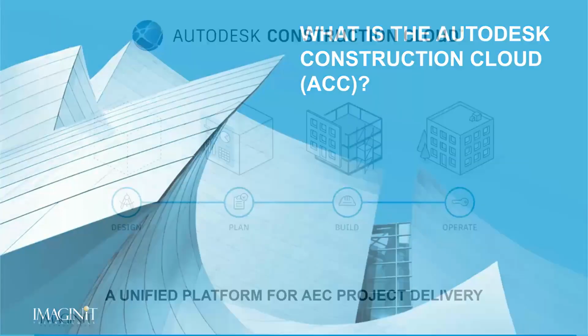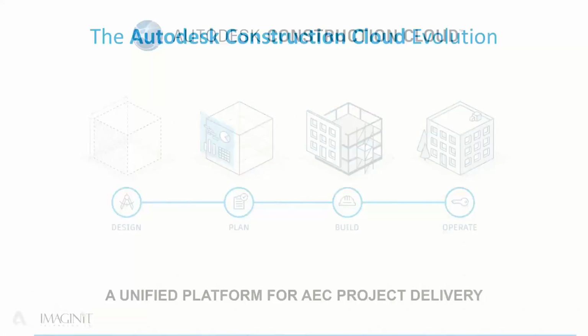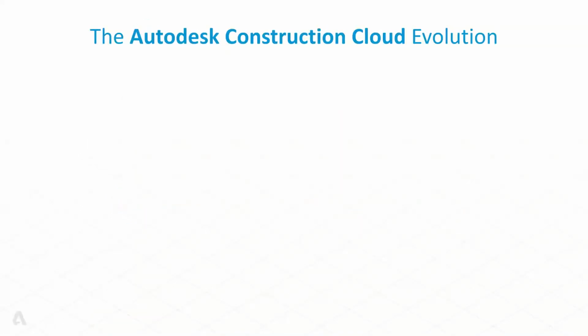So what is the Autodesk Construction Cloud? Ultimately, the Autodesk Construction Cloud is a unified platform for integrated project delivery, all the way from design to the planning phase, the build, and then finally operations. We're not really going to touch the operations side during this presentation, but it is all one platform to manage everything.